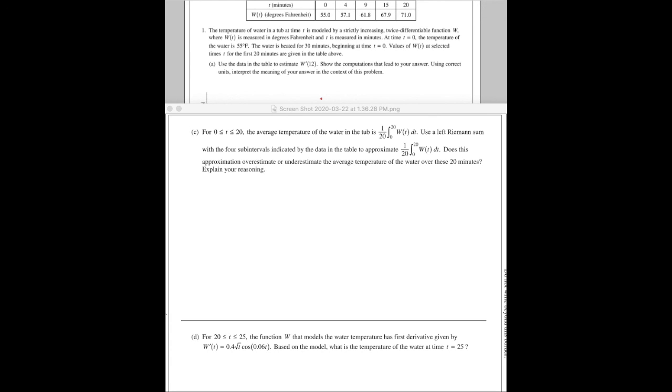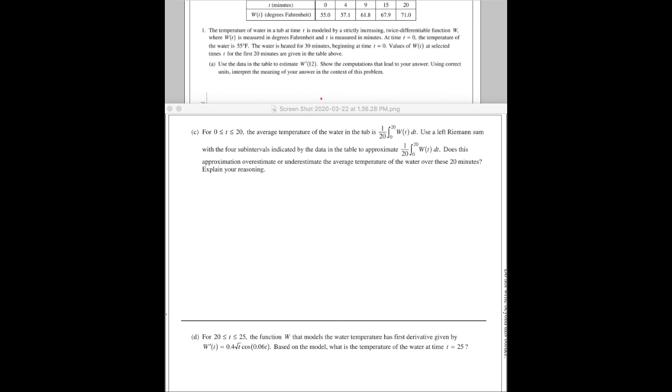Okay, part C. For 0 ≤ t ≤ 20, the average temperature of the water in the tub is 1/20 times the integral from 0 to 20 of W(t) dt. Use a left Riemann sum with the 4 subintervals indicated by the data in the table to approximate. Does this approximation overestimate or underestimate the average temperature of the water over these 20 minutes?